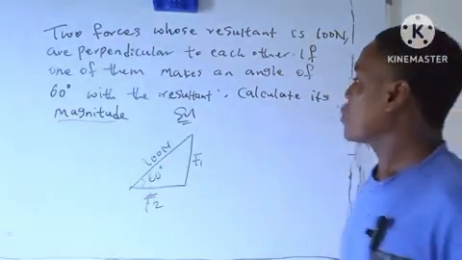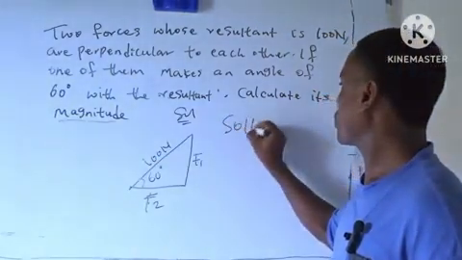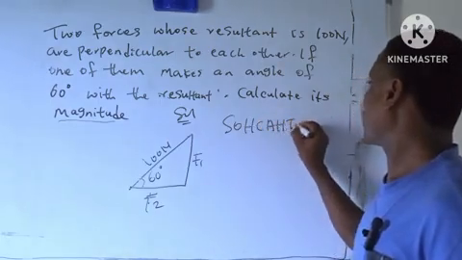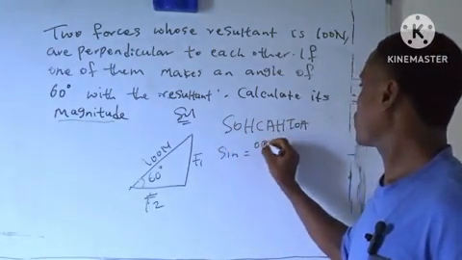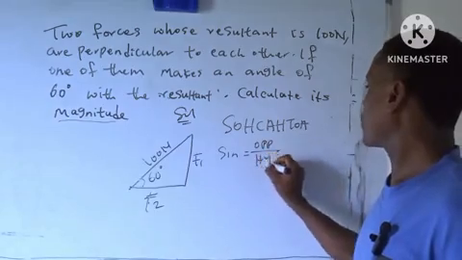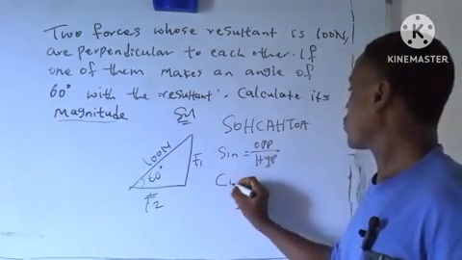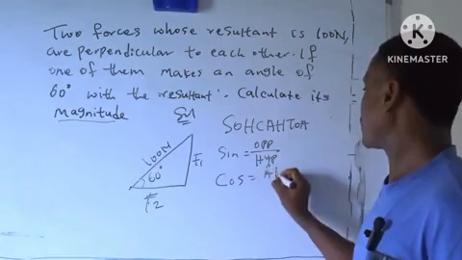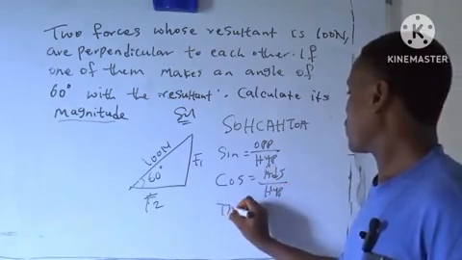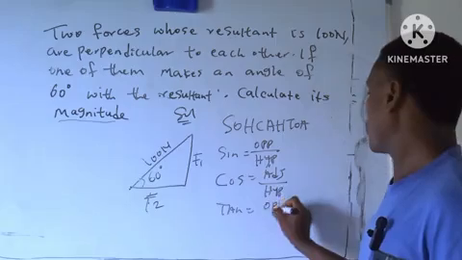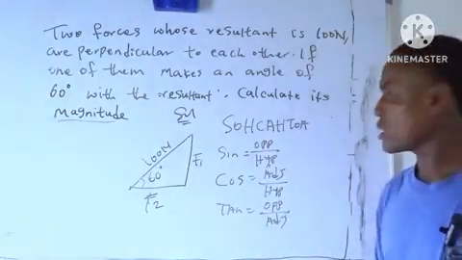Now to calculate the magnitude, we make use of SOHCAHTOA. Sine equals opposite over hypotenuse. Cos equals adjacent over hypotenuse. Tan equals opposite over adjacent.